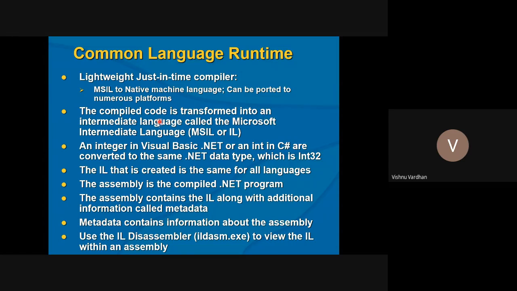The compiled code is transformed into IL. Then an integer in Visual Basic .NET or an integer in C# are converted to the same System.Int32. We checked this in C# as well, okay? So either you are writing in VB, or in C#, or in J#, all these data types are simply mapped to System.Int32, System.Int64. In that way, all these are nothing but .NET framework types. The IL that is created is the same for all languages. So that's why language is immaterial.